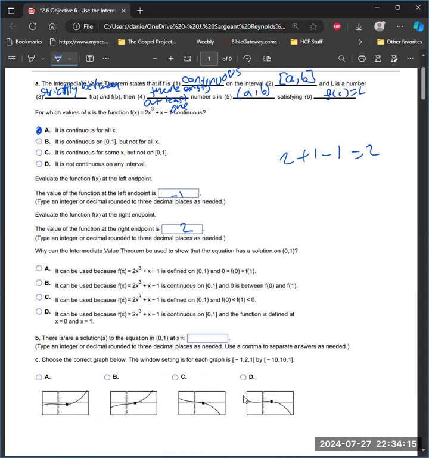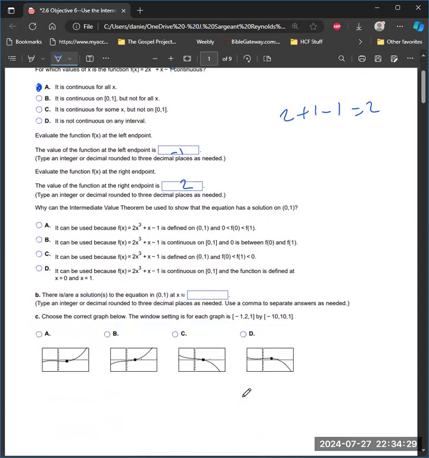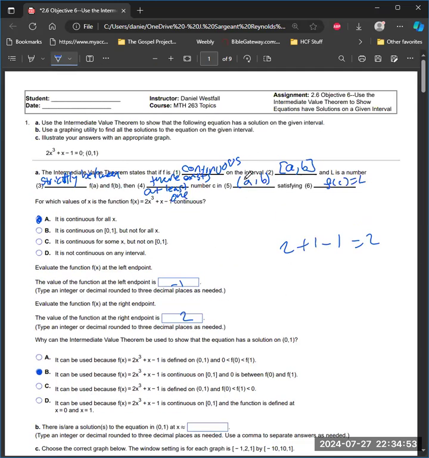So we're interested in trying to find a 0, an x-intercept, since 0 is strictly between -1 and 2, and the function is continuous here. There should be a 0 somewhere between 0 and 1. So it can be used because f of x equals 2x cubed plus x minus 1 is continuous on the closed interval 0 to 1, and 0 is between f of 0 and f of 1. So B. Now get your graphing calculator out so we can actually graph this here.